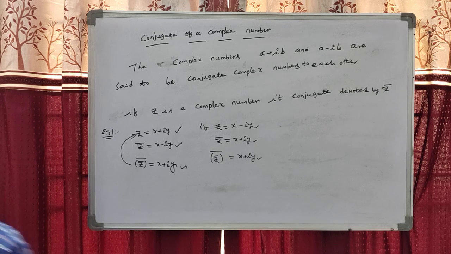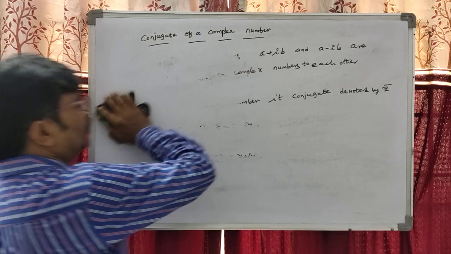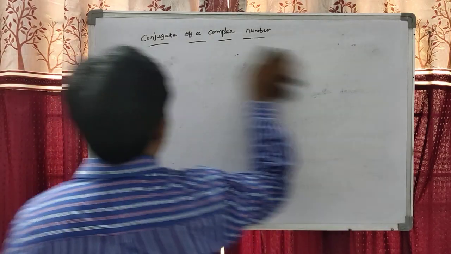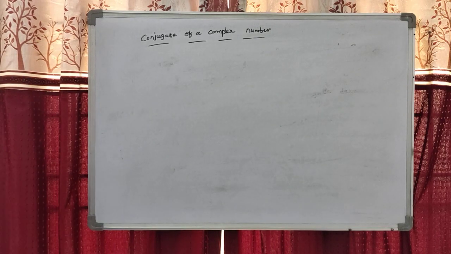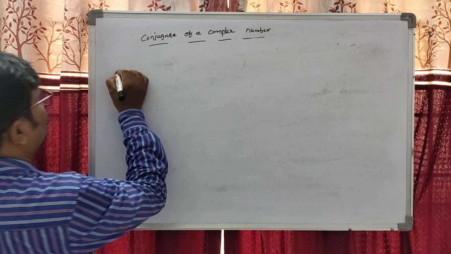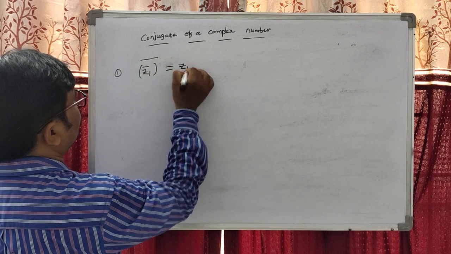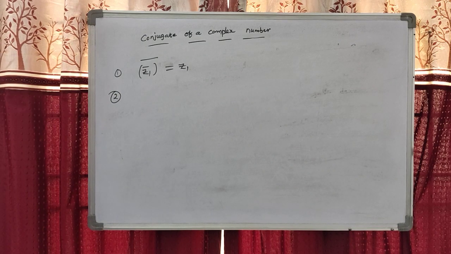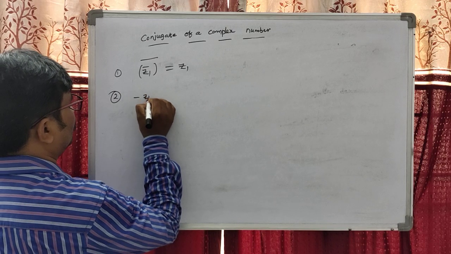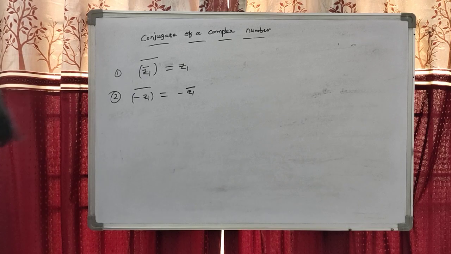Therefore students, now write the properties of conjugate complex numbers. The first one is that the conjugate of the conjugate of z1 is z1. This is the first one. Now the second one is that the conjugate of minus z1 equals minus of z1 bar.